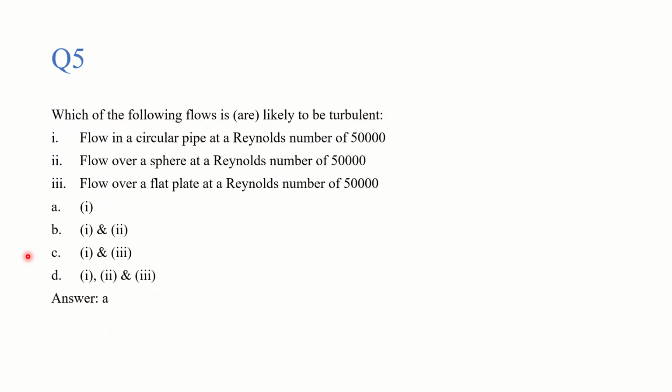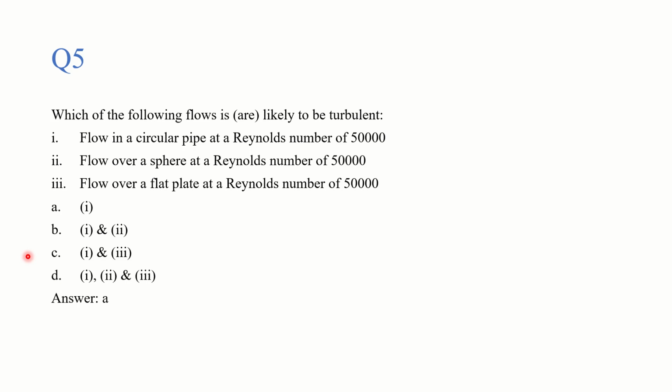We'll move on to question 5. Which of the following is likely to be turbulent? One, flow in a circular pipe at Reynolds number of 50,000. Two, flow over a sphere at a Reynolds number of 50,000. Three, flow over a flat plate at a Reynolds number of 50,000. So we all know Reynolds number is used to characterize turbulent flow. Different geometries have different Reynolds number criteria to understand the turbulence.